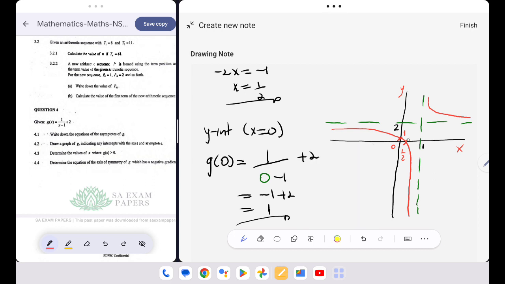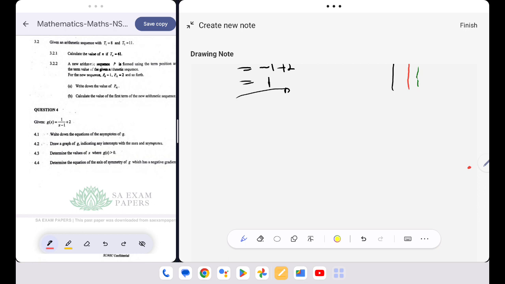I hope you're able to see. When you move from positive half going to the left, my graph will be positive. Are we together? And here, after the asymptote, my graph will always be above the x-axis. So to answer this question, I'll just say 4.3, x should be less than 1 over 2, or x should be greater than 1.